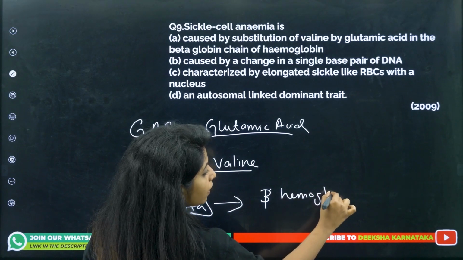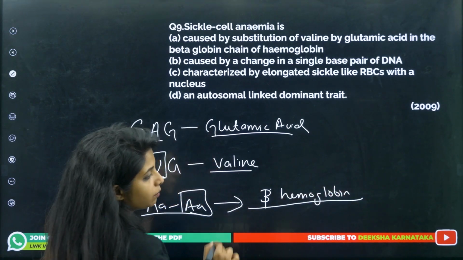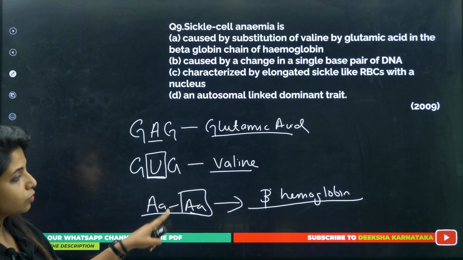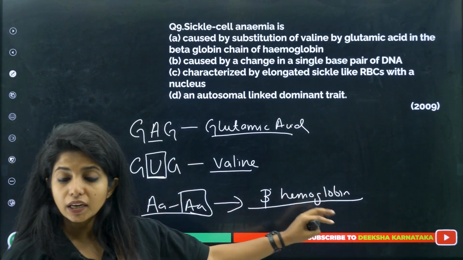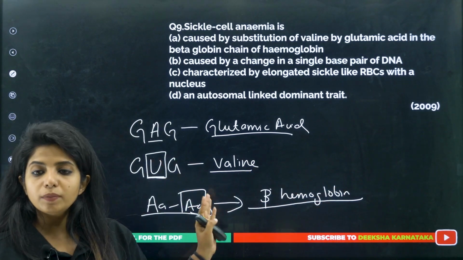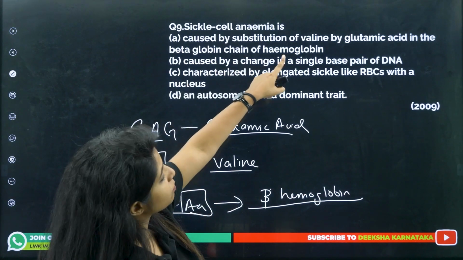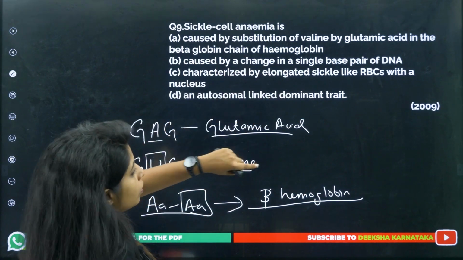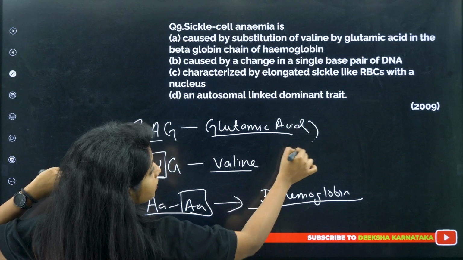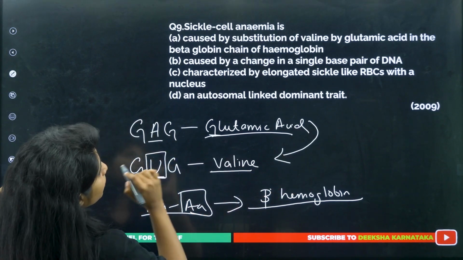So in hemoglobin, you have two chains, alpha hemoglobin chain and beta hemoglobin chain. Over here, because of this mutation happening, beta hemoglobin chain is being altered. There is abnormal beta hemoglobin chain being formed. Now, sickle cell anemia is caused by substitution of valine by glutamic acid? No. Opposite. Glutamic acid is substituted by valine. G comes before V.